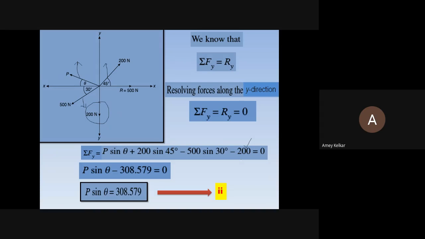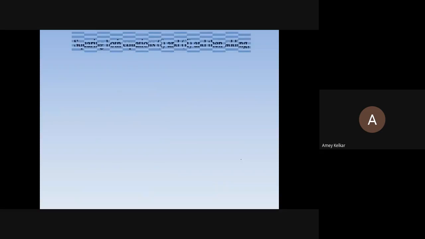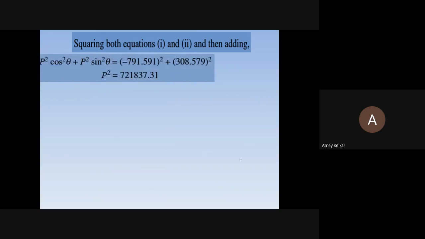So as you rightly told, I am using both equations, squaring both equations and then adding. So P square cos square theta plus P square sine square theta, I'll get. Now here, P square is common. If you take P square common, cos square theta plus sine square theta is 1. We know this basic simple thing: cos square theta plus sine square theta is 1.